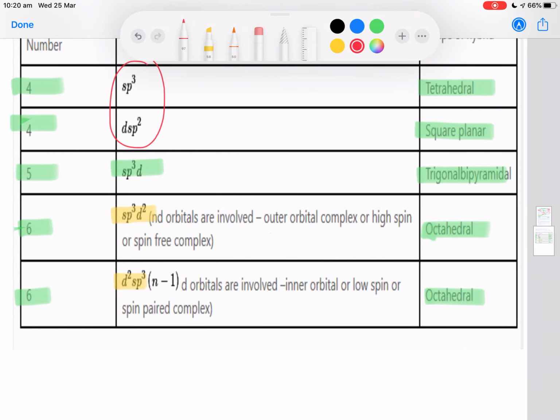For example, if I take this hybridization sp3d2, now d is towards the extreme outer conditions, right? So when d is outer, I mean the valence shell d orbital, the complexes would be outer orbital complexes, also called high spin complexes. Here you can see d is towards the inner side, right?